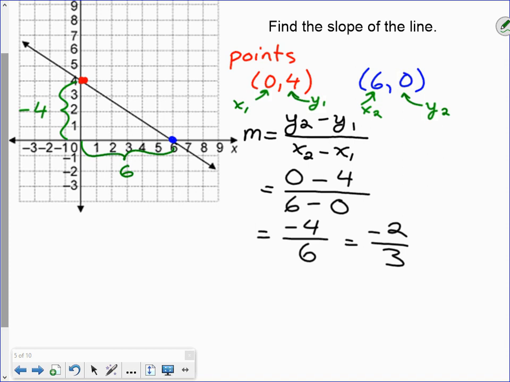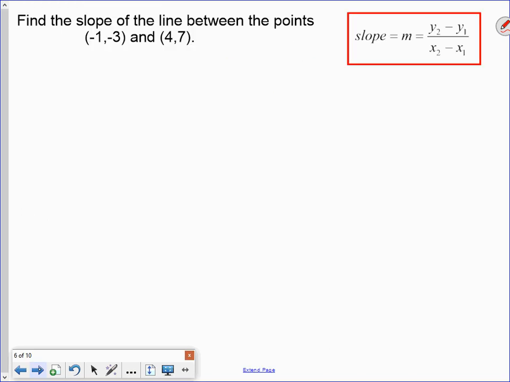So from here on, basically, it's going to be this formula here that we're using to find the slope of a line. Okay. So let's try using this one more time here. Find the slope of a line between the points -1, -3, and 4, 7. Okay, let's start with our formula here. Slope is y2 minus y1 over x2 minus x1. That's going to be our starting point no matter what we do. Okay.